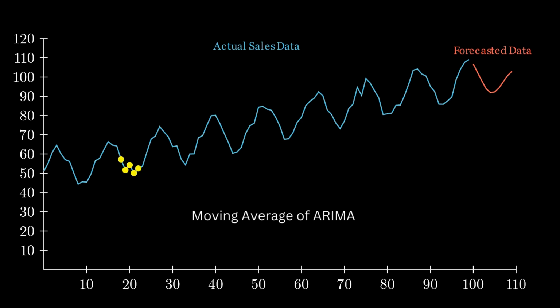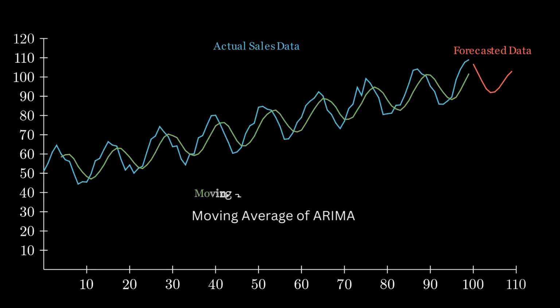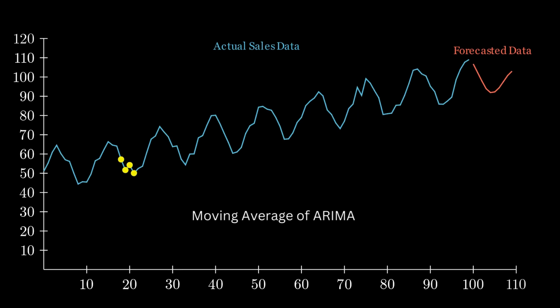The last part is the moving average part. We can see in this example, we have taken randomly 5 different points, and then we are taking the average of those 5 different points. And if you connect all these averages across the sales, you'll get the moving average graph this way. Here we have used a window of 5 in this example.